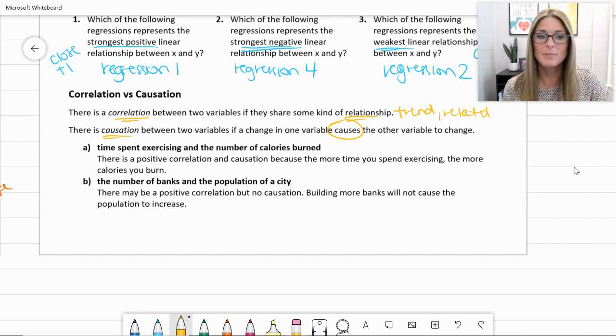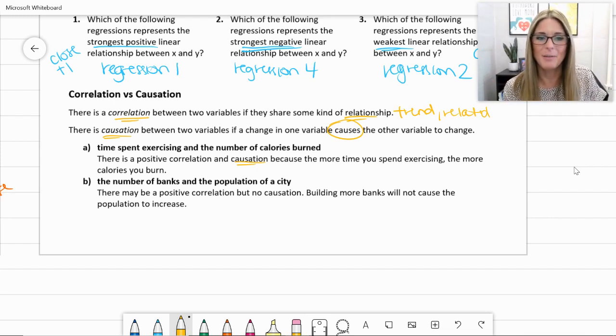The first example, time spent exercising and the number of calories burned. If I was comparing those 2 variables, they have a correlation. They are related. They do influence one another. And even better than that, it is causation. One does cause the other to change. The more time you spend exercising, the more calories you burn. So it has positive correlation and causation. If I exercise more, I'm going to burn more calories. If I exercise less, I'm going to burn less calories.